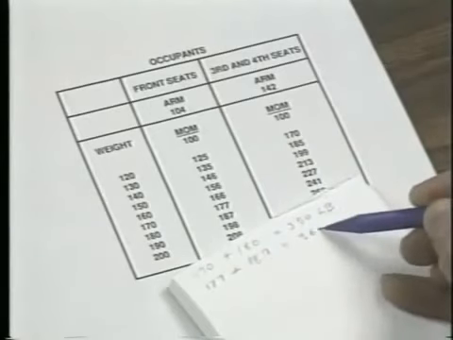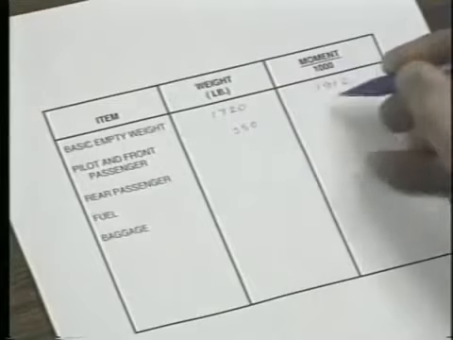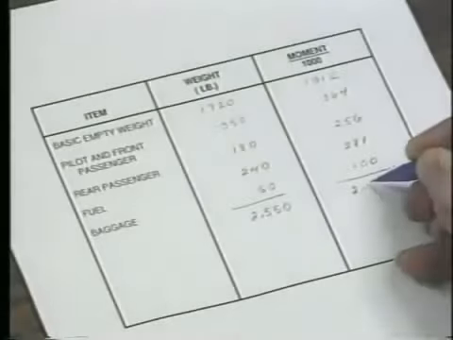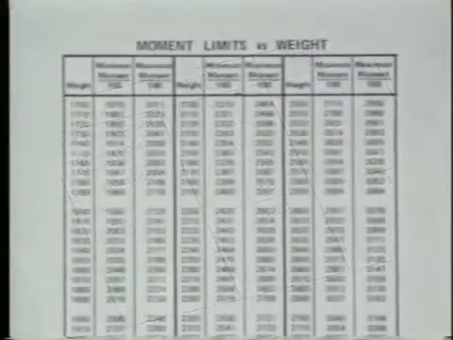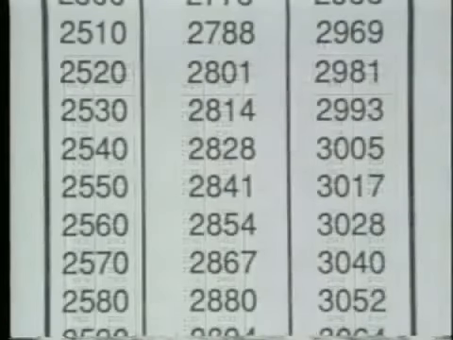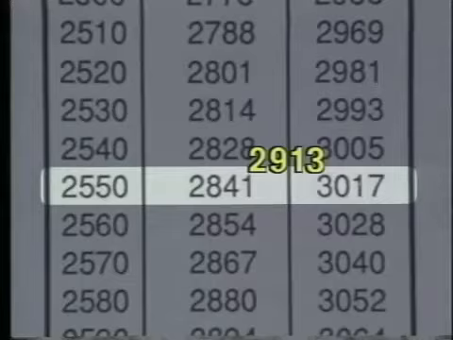You then need to transfer the weights and moments to the weight and balance worksheet. Once you've finished totaling the weights and moments, you can use the moment limits versus weight table to determine if you're within limits. Here, you must find your loaded weight and then verify that the total moment is within the minimum and maximum limits.